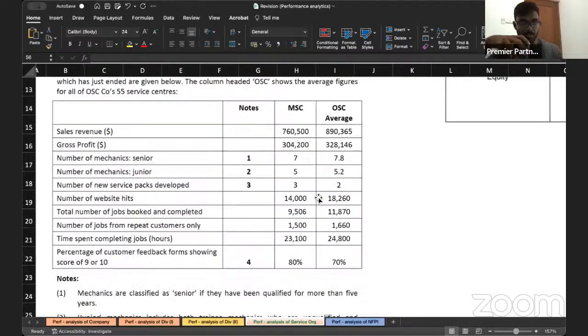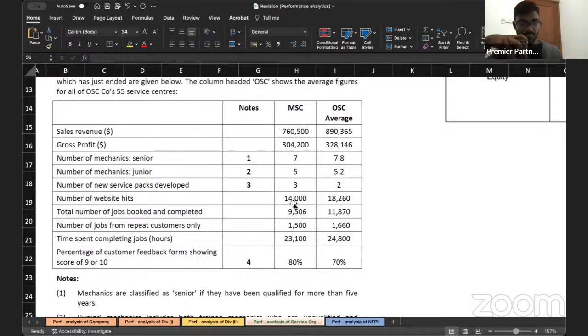If you look at the revenues, people, look at the revenues. Sales revenue: 760,500, average is 890. We are very close, no? We are below the average, but very close. Gross profit 304. Here, average gross profit is 320. We are almost there. Number of mechanics here 7. On average, this company has 7.8 mechanics. So we'll round it off to the nearest whole number, 8. 5, 5.2, 3, 2.